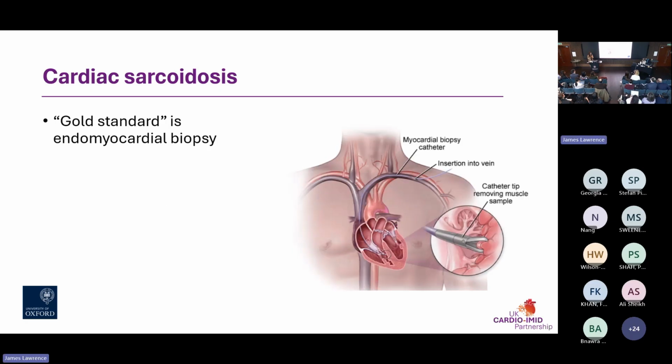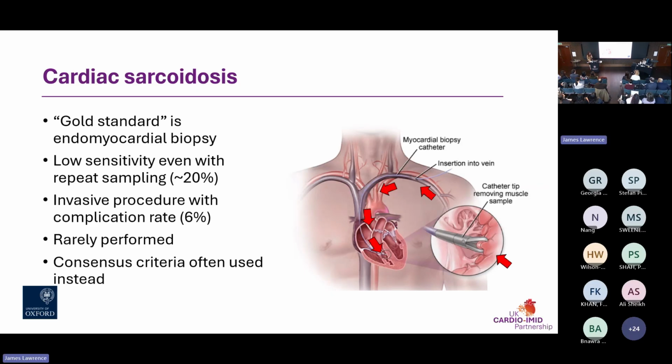The gold standard is endomyocardial biopsy, to get what I showed you on the first slide. You thread a catheter up through the vein into the right side of the heart, where you have these little claws that take an actual sample of the heart tissue to put under the microscope.